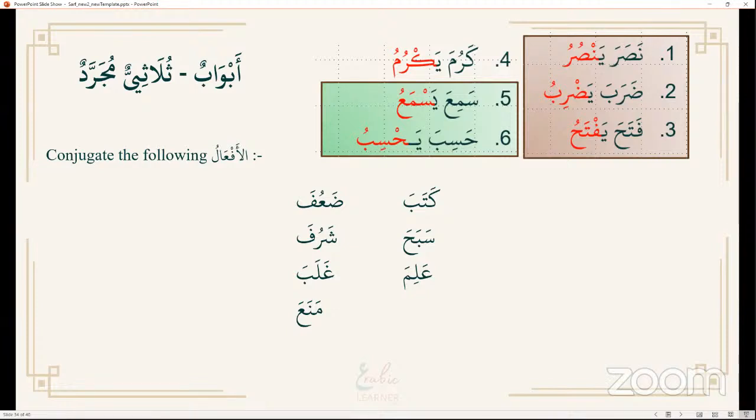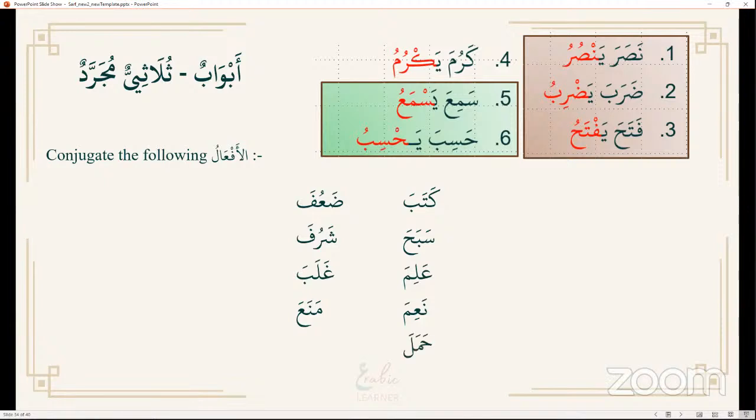Mana'a. This is very easy. Yamna'u. Why yamna'u? From which bab? Bab Fataha. Good. Na'ima. Yes, Bab Sami'a. Yan'amu. Yes.